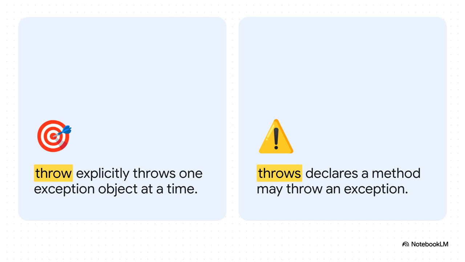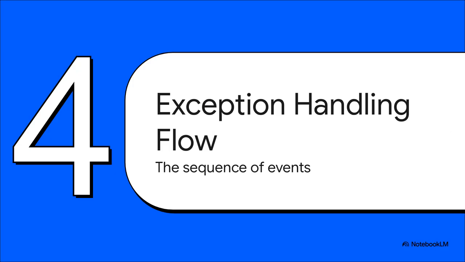But you use throws with an S, plural, up in the method's signature. This declares that a method might unleash potential exceptions. It's basically a warning sign for anyone calling the method, telling them, hey, you better be prepared with your own try-catch blocks.